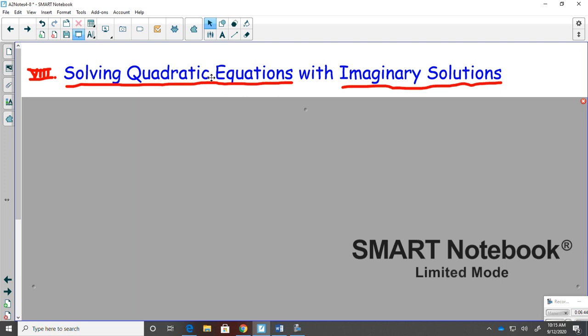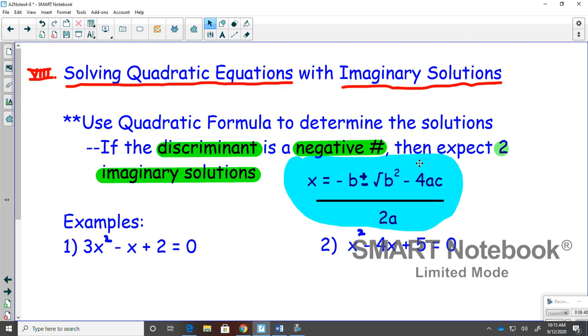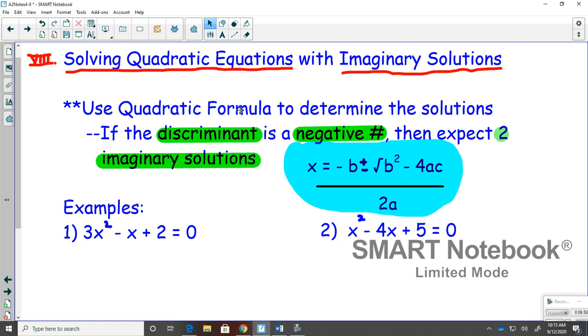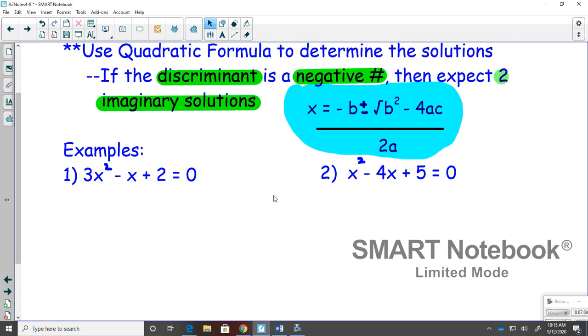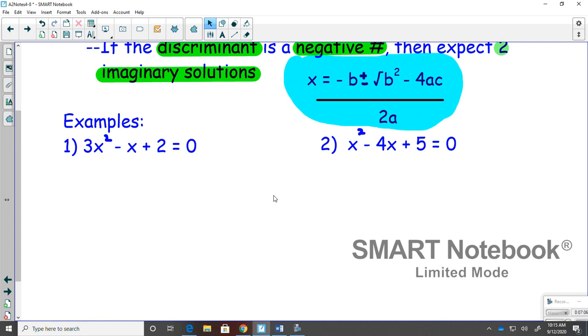So, solving quadratic equations with imaginary solutions, you're going to use the quadratic formula when you can to determine the solution. If the discriminant is a negative number, again this is repetitive, then you're going to expect two imaginary solutions. And I have that quadratic formula back on the screen, highlighted, super important. Example 1.